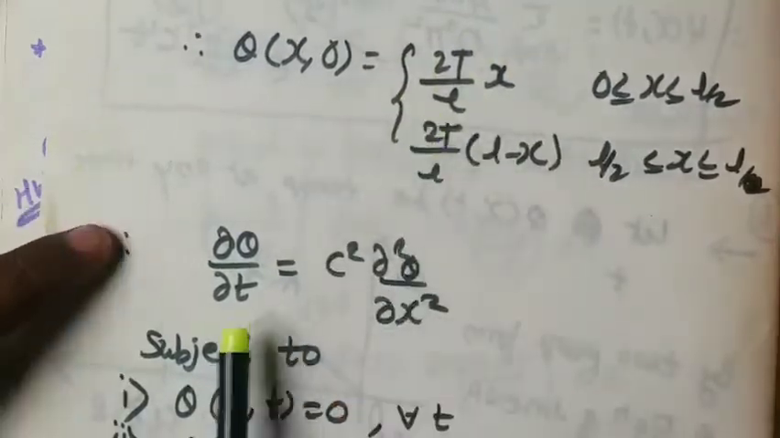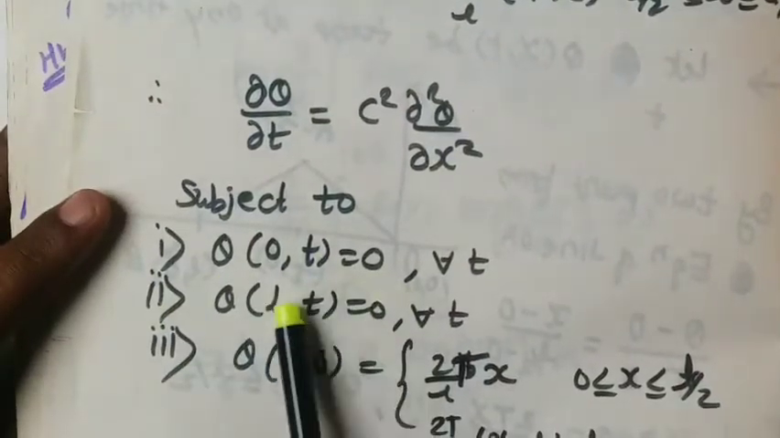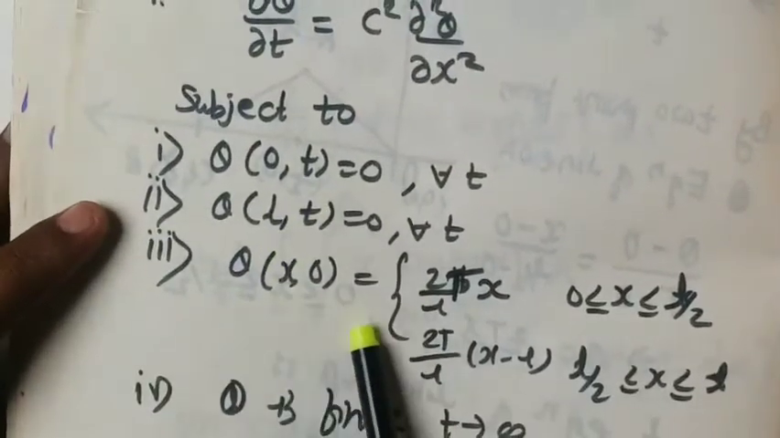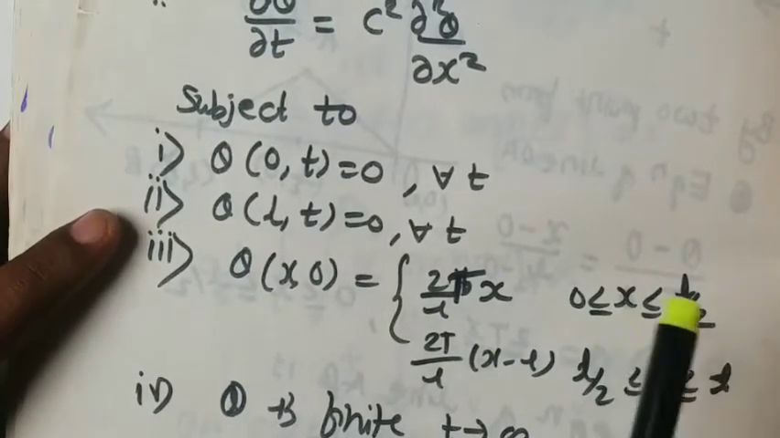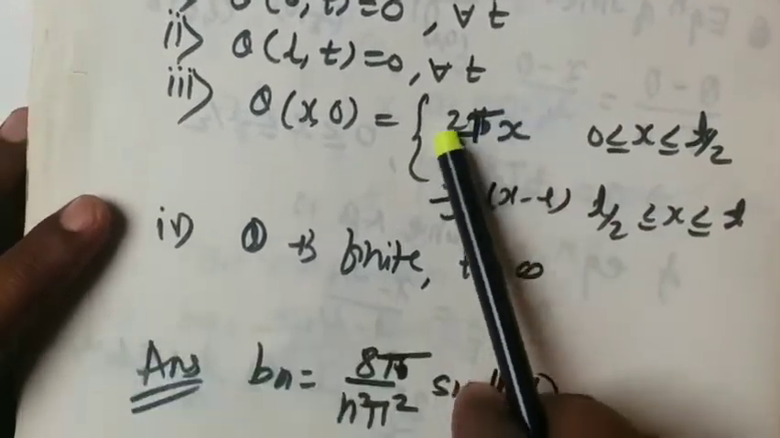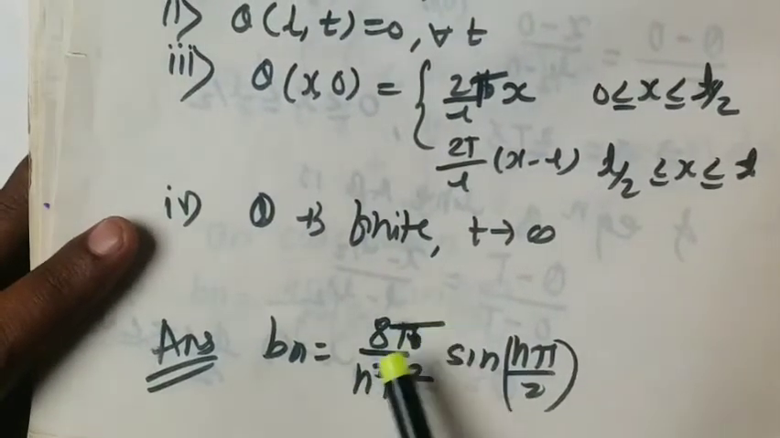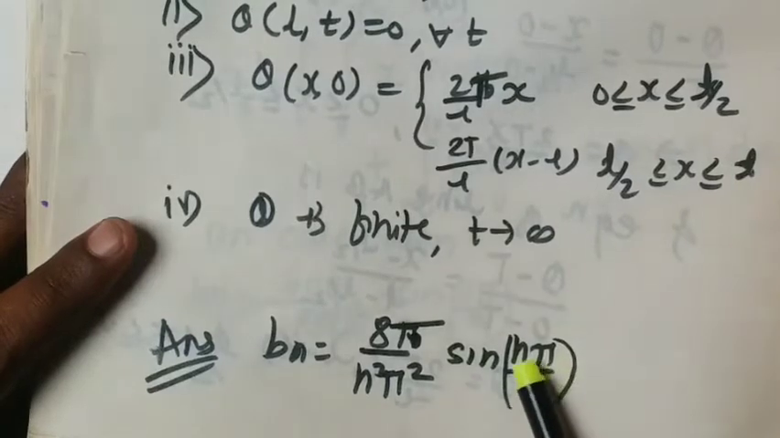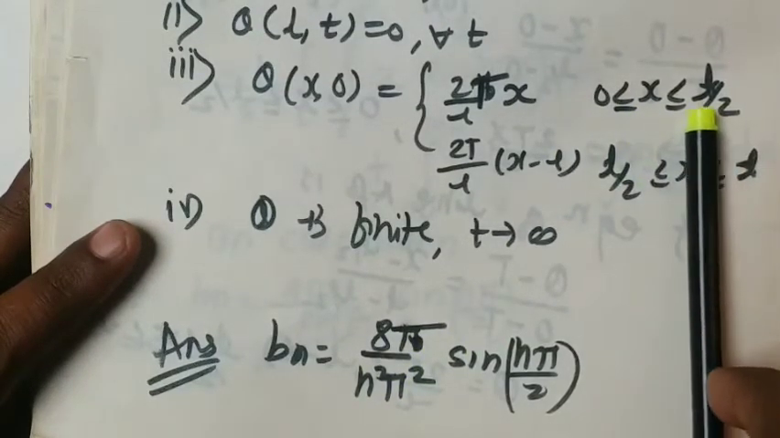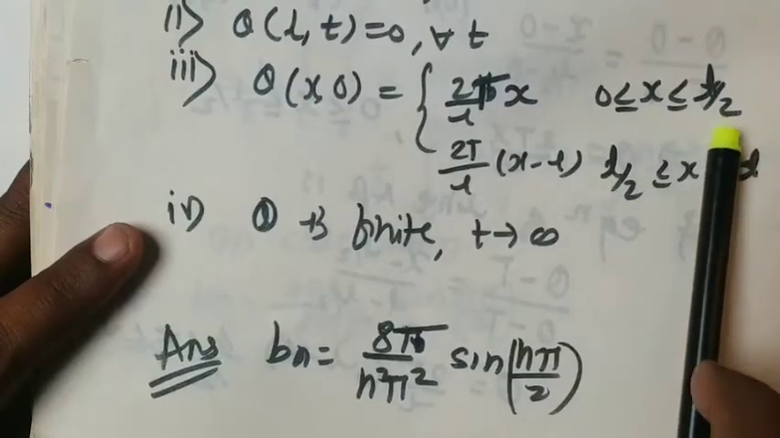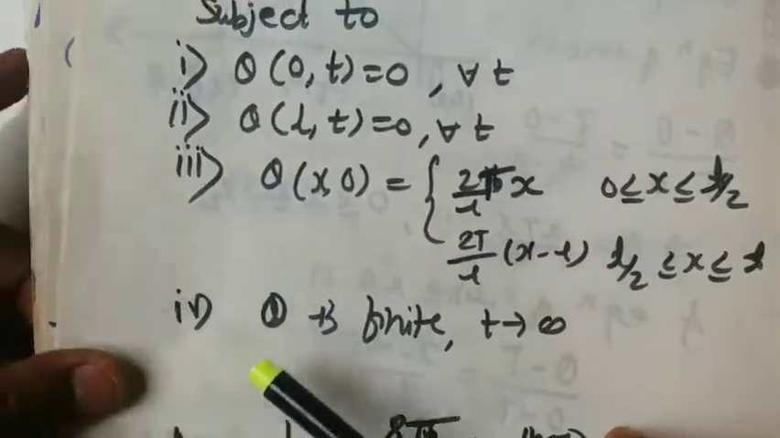Now we can solve this problem. The equation is this, subject to these conditions. These are the boundary conditions. Theta of x, 0 is this. So this is like the previous example, with discontinuous functions. So two integrations you need to do, and finally you'll get the coefficient bn as 8t by n square pi square sin n pi by 2. This is similar to the previous problem. The value of L is 100 there; instead of that we are having L here. So only the formation of the differential equations is important in such problems.